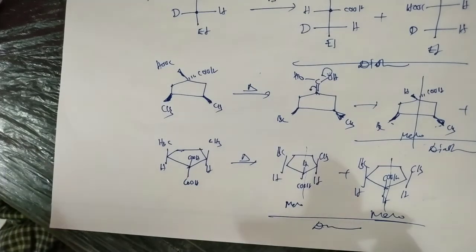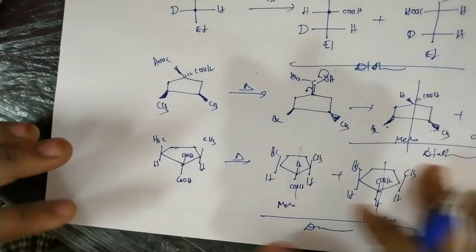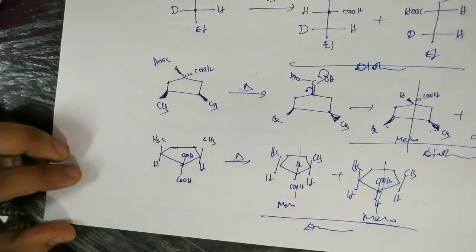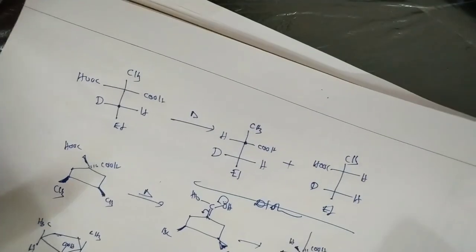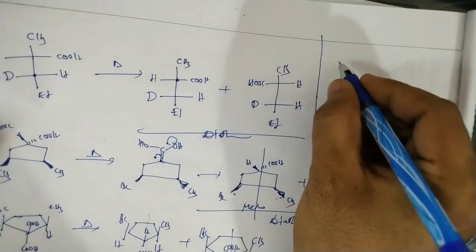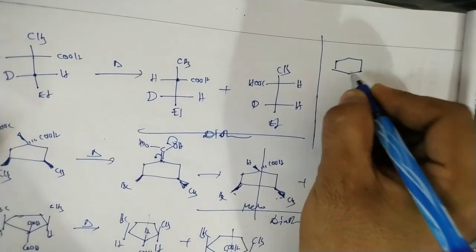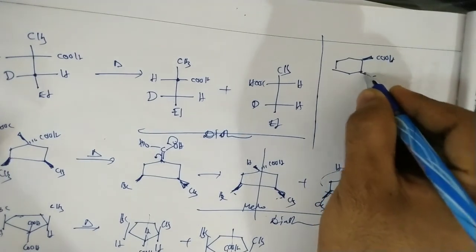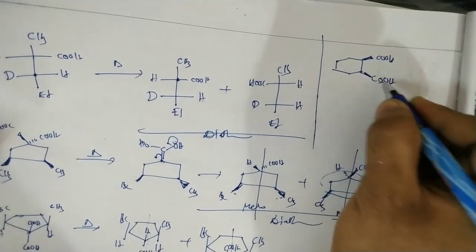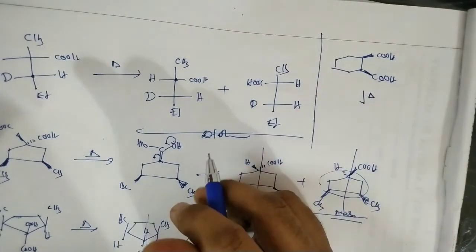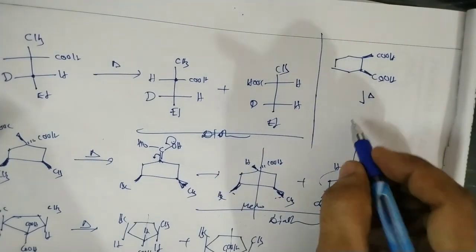So that is about the decarboxylation reaction and stereochemistry. Suppose in this case let us discuss one more example. Here the COOH and here COOH. This compound on heating, what is the product? Actually it is a 1,2-dicarboxylic acid. It is not a 1,1-dicarboxylic acid.